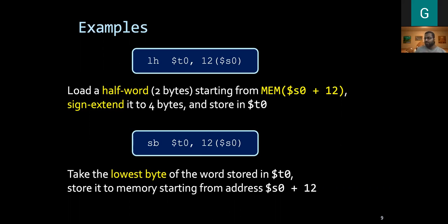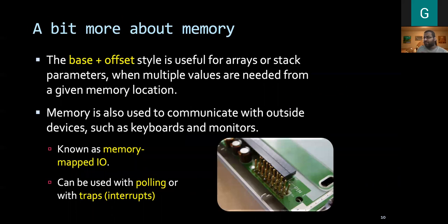Okay. So why do we have this weird base and offset thing? The base and offset is really useful when we're working with things like arrays and stacks, because it allows us to keep one single base address and then get multiple values using different offsets from it. We'll talk more about how structs work later on, and you'll see that this is extremely useful when we're working with structs like that.